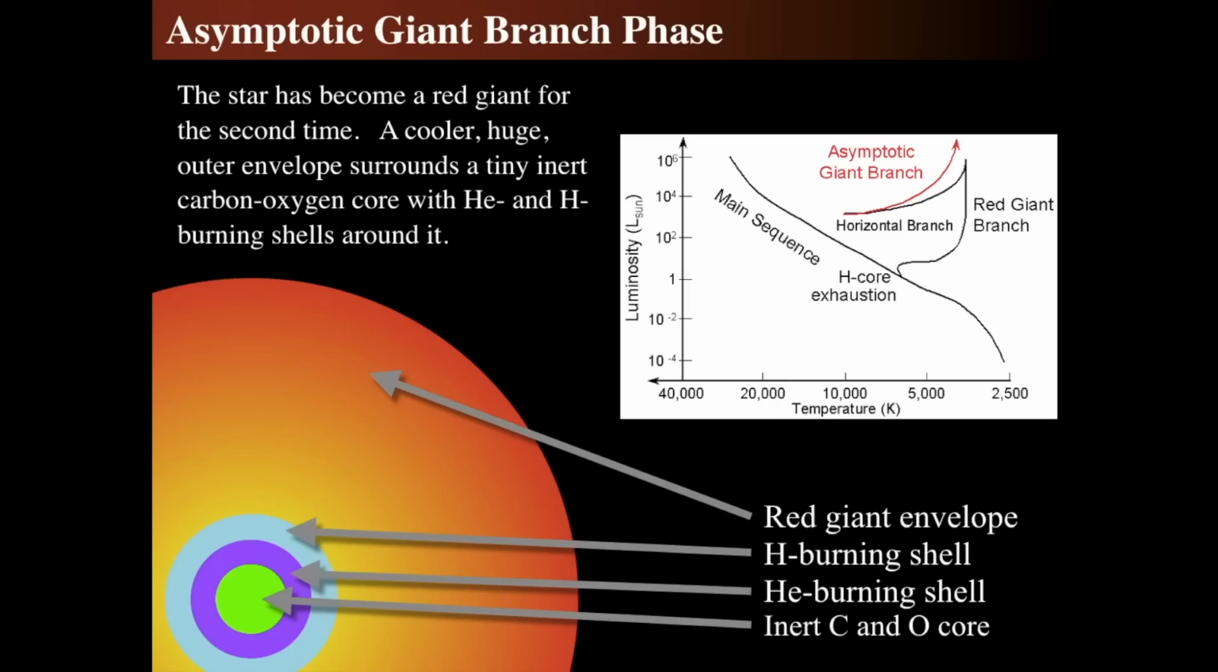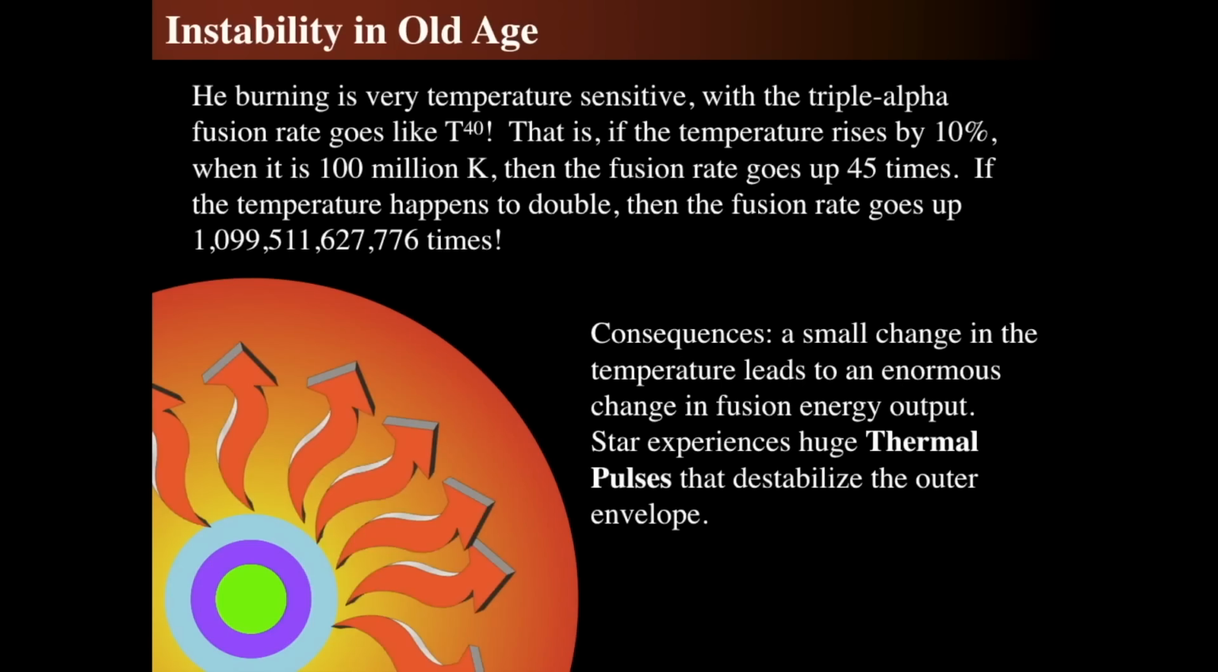All right, so once it gets to the asymptotic giant branch, it is now a red giant for the second time. It's cooler, larger, and more luminous. And there's an enormous inert carbon and oxygen core with a helium-burning shell around it, hydrogen-burning shell around it. And the red giant envelope is, of course, enormous at about 200 times the radius of the current sun now. What's funny about this is helium burning is incredibly sensitive. So to actually make that ash, that green ash with carbon and oxygen in the core and the purple area that we see there, it's incredibly temperature sensitive.